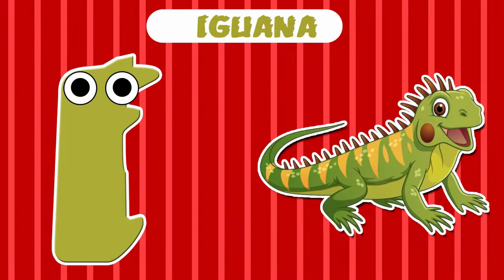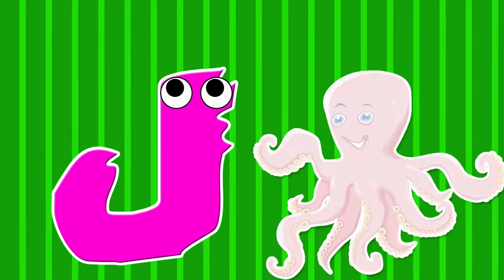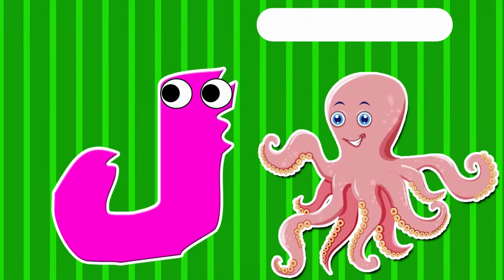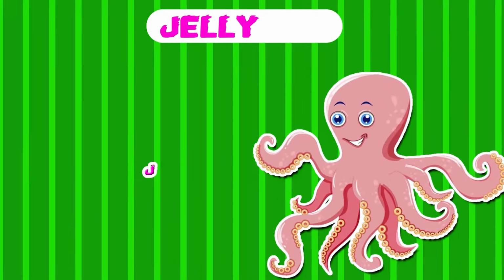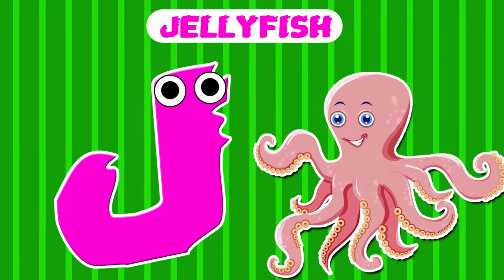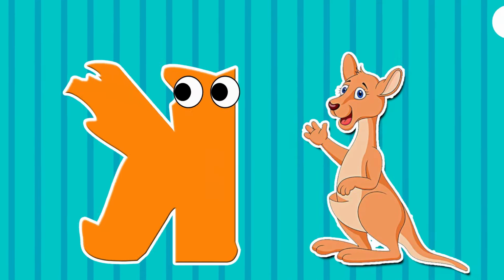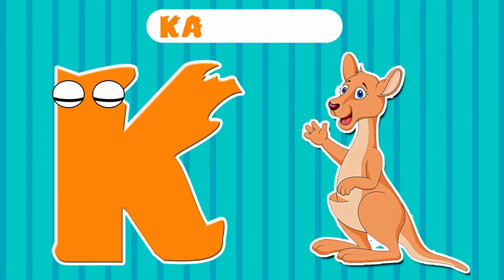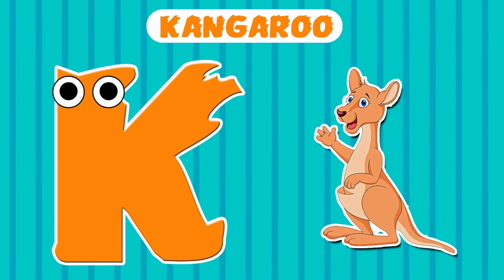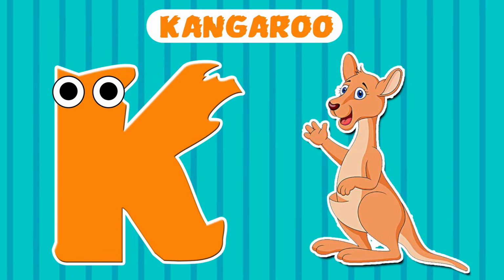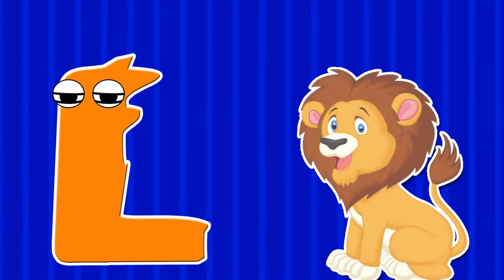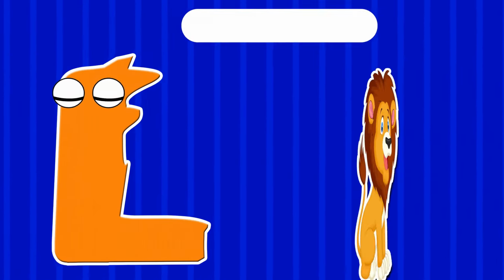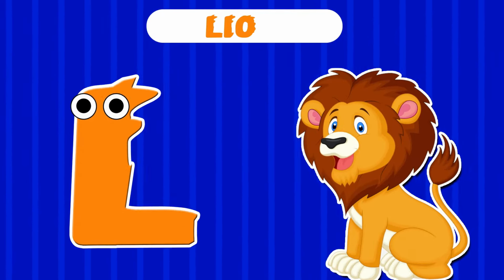J is for jellyfish, j, j, jellyfish. K is for kangaroo, k, k, kangaroo. L is for lion, l, l, lion.